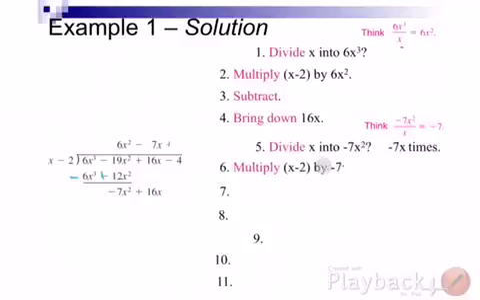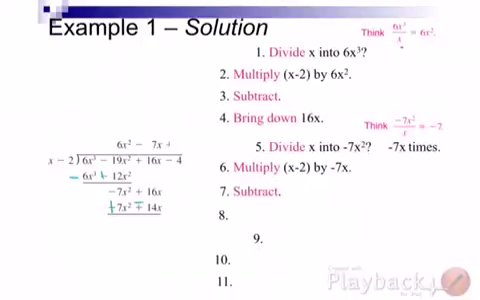So I'm multiplying my x minus 2 by my -7x. So this is the step here, -7x multiplied by x, and then multiplied by my -2. So -7x multiplied by x gives me -7x squared, so I can reveal that here. And -7x times -2 gives me 14x, because a negative times a negative gives me a positive 14x. Okay, my next step is to subtract.